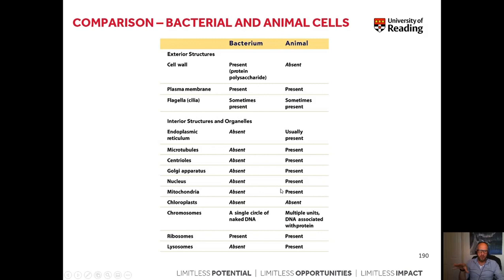Regarding the chromosomes, they are indeed present in both prokaryotic and eukaryotic cells. However, in animal cells, chromosomes are multiple units and are composed of DNA associated with proteins. In bacteria and other prokaryotes, this is usually a single circle of naked DNA. Ribosomes are present in both, because obviously both cell types need to produce proteins, and lysosomes are only present in animal cells.